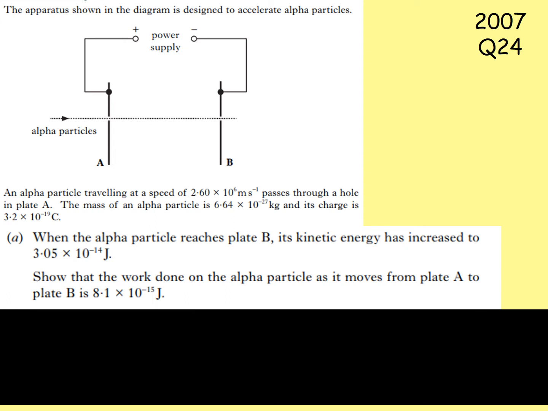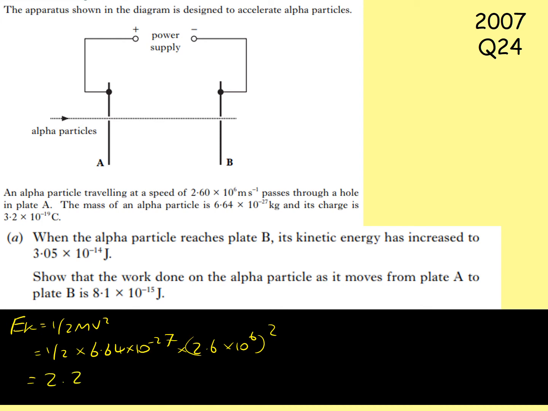So at A, we have that kinetic energy that we can calculate. So EK is equal to a half mv squared. That's 1/2 multiplied by the mass, which is 6.64 times 10 to the negative 27, multiplied by the velocity that we're told in the question, 2.6 times 10 to the 6 squared. Remember to square the number. Gives us a value of 2.24 times 10 to the negative 14 joules. So that's the kinetic energy at point A.